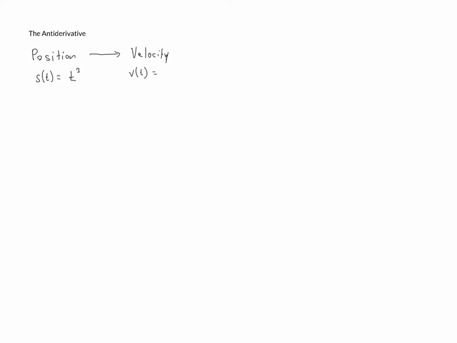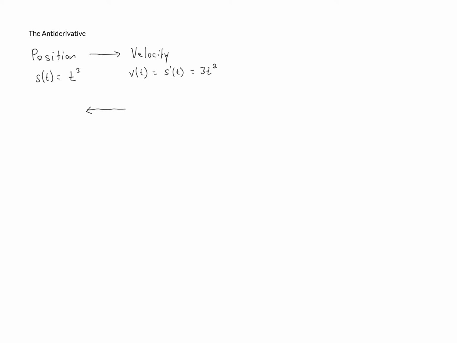V of t is the derivative of s of t. And we know the derivative of t cubed is 3t squared. Right? That's something that we've seen before. But what if it was the other way around? What if we knew the velocity function and we wanted to figure out the position function? Can we do that? And we should be able to, because it's just going in the other direction. If you start at a certain point and you have a certain velocity, you should be able to figure out where you've gone. And we can do that, and it's just a slightly different problem.